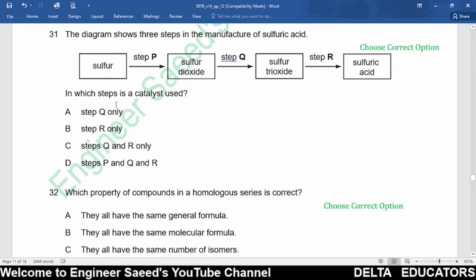Here the correct option is option A, step Q only. In step Q, we are preparing sulfur trioxide. When we react sulfur dioxide with oxygen, this reaction takes place in the presence of a catalyst, and the name of the catalyst is vanadium pentoxide. So in the presence of vanadium pentoxide, sulfur dioxide reacts with oxygen and we get sulfur trioxide. So in the contact process, we use a catalyst only in the manufacture of sulfur trioxide. So the catalyst is used only in step Q. Step Q is given in option A. So correct option, option A.